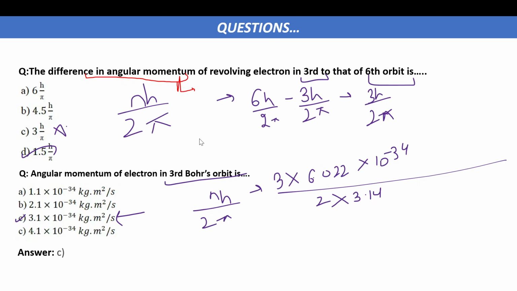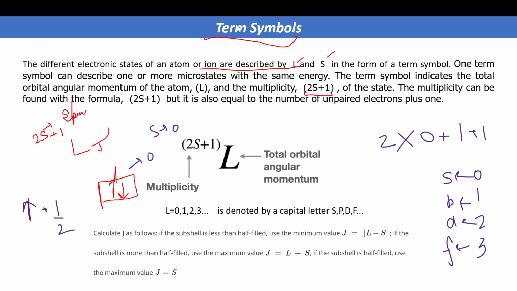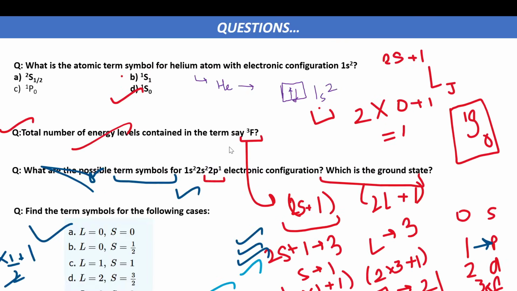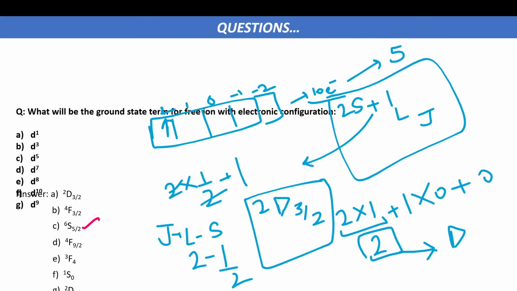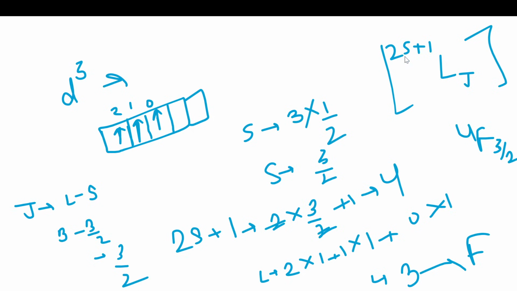Then angular momentum is given by nh upon 2 pi. Then the term symbol, that is 2S plus 1 L. So basically S is the spin, 2S plus 1 is your spin multiplicity, L is your total orbital angular momentum, and J value how you know, and L value if it is 0 it is S, if 1 it is P, for 2 it's D, for 3 it's F. If it is less than half filled then L minus S will be J, if it is more than half filled then J will be L plus S, and if it is exactly half filled then J will be S.